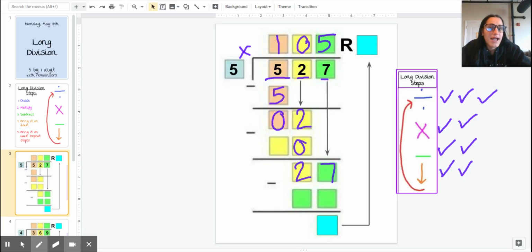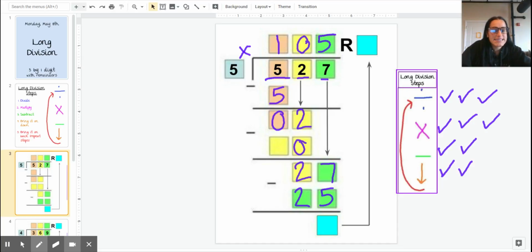So I'm going to multiply my divisor, which is 5, by the digit I just wrote in my quotient, which is also 5. So 5 times 5 gives me 25. I'm going to check off that we have multiplied. My next step is to subtract.